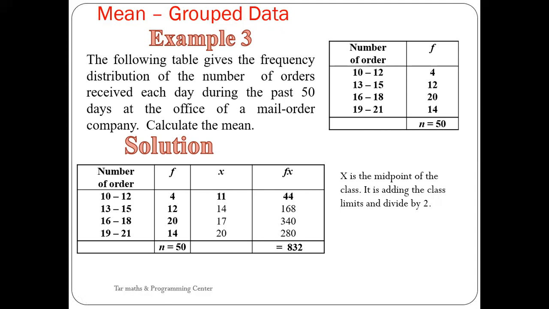Then we proceed the same as in the other examples. We calculate our fx, and we calculate the sum of f and the sum of fx. Then our x bar, which is summation of fx divided by n, will give us 832 divided by 50, which gives us 16.62.